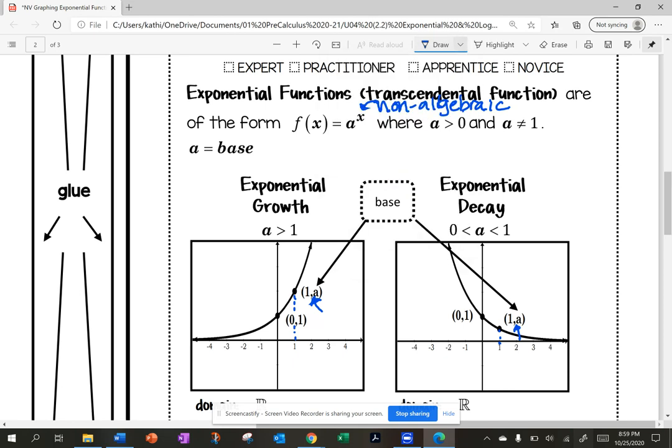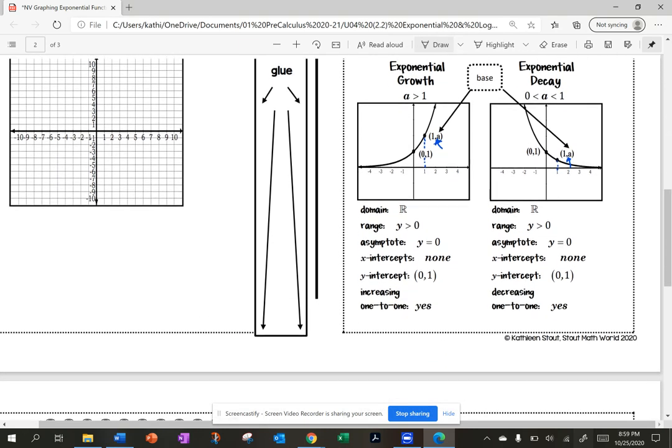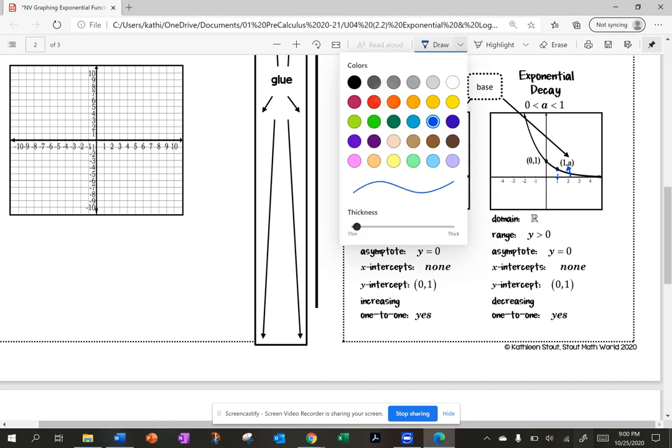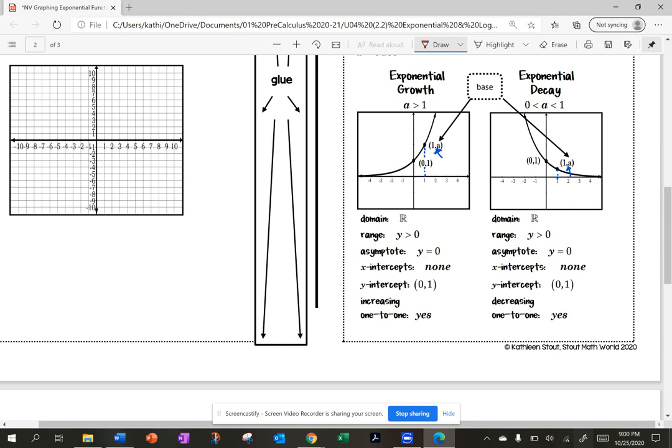So let's just review some basics. The domain, which is all the values x can take on, is all real numbers. The range, all the values that y can be: as we see, I don't go below the x-axis, so the range is y is greater than 0. That tells me I have an asymptote on the x-axis. An asymptote is a line that I approach that I do not go across. So my asymptote is at y equals 0, which is the x-axis. I do not have any x-intercepts. My y-intercept is at (0, 1) for the parent function.